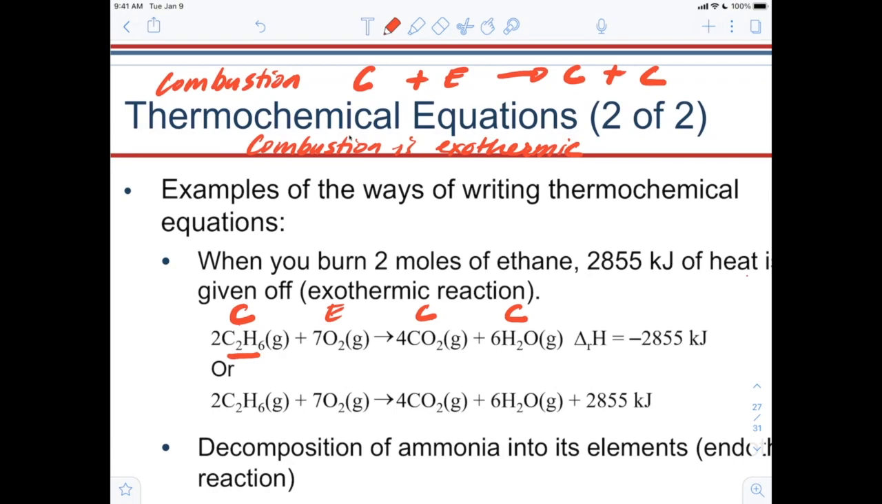Anyway, so combustion is exothermic because when you're standing around a burning fire, you can feel the heat. It releases a lot of heat. Yeah, you're burning it, but the reaction itself is producing a lot of heat. For that reason, it's considered exothermic.